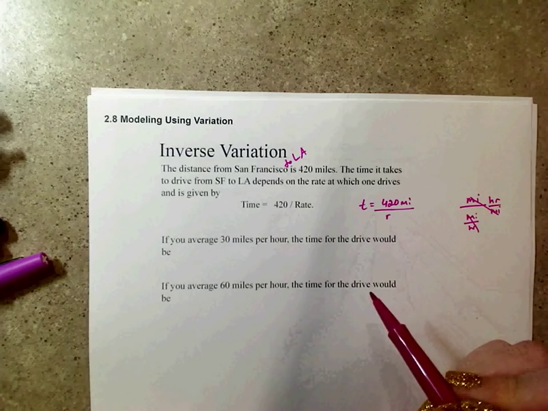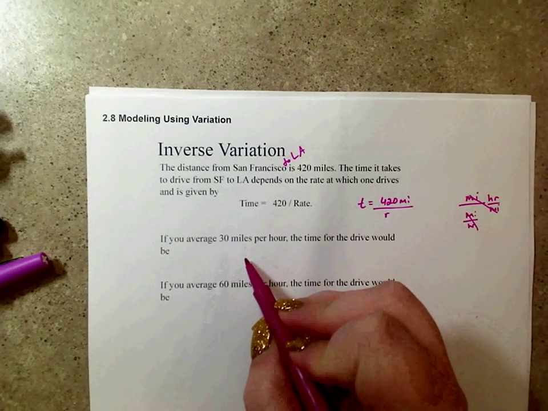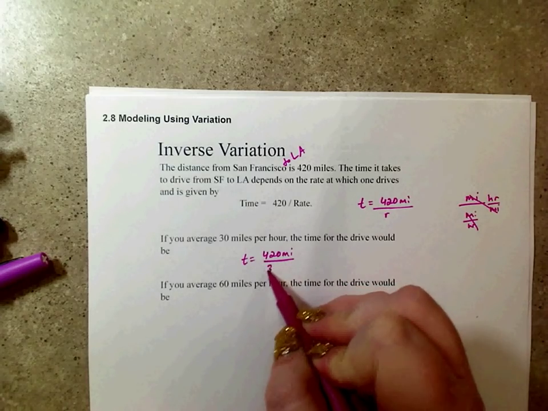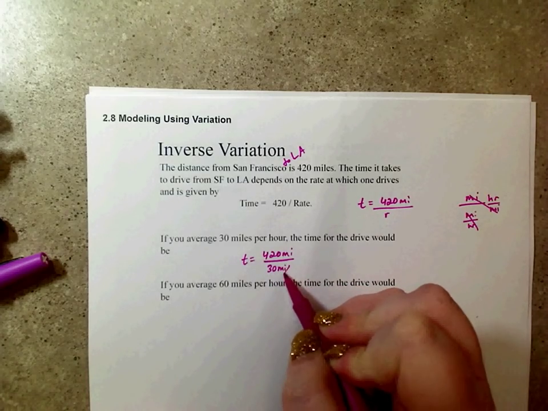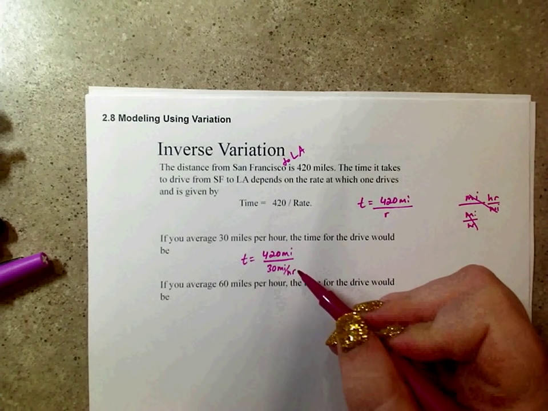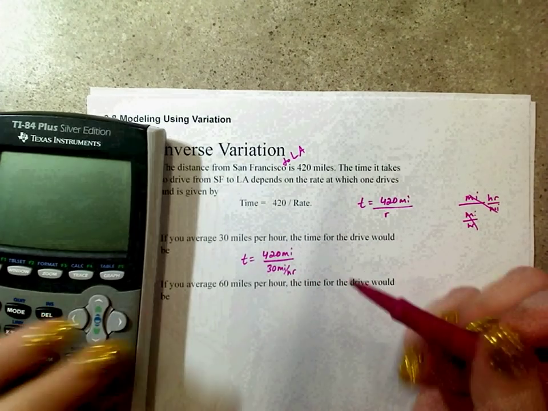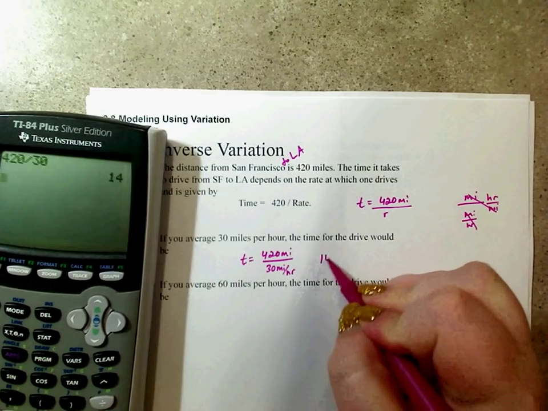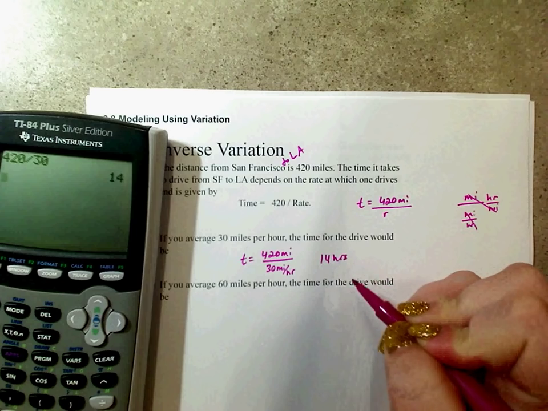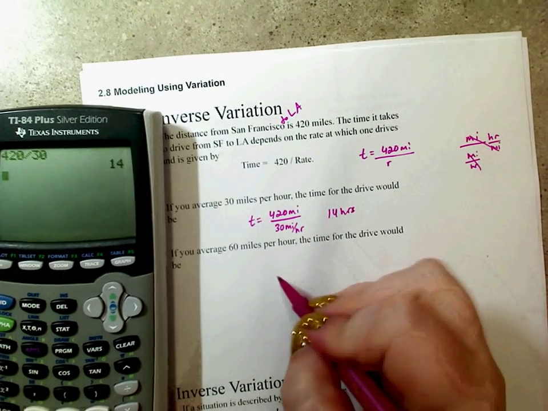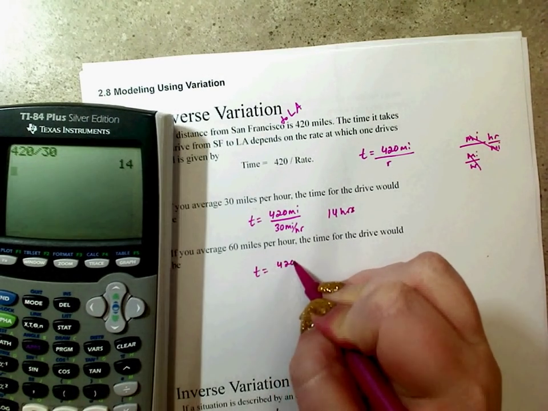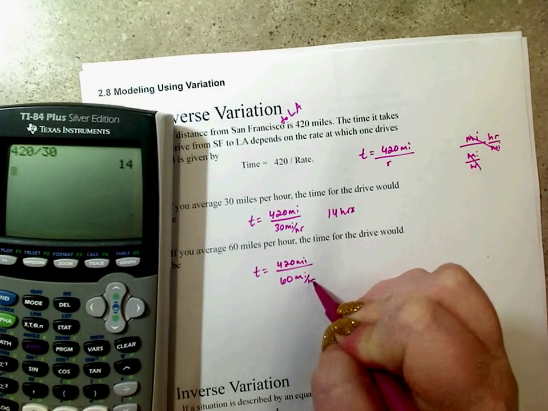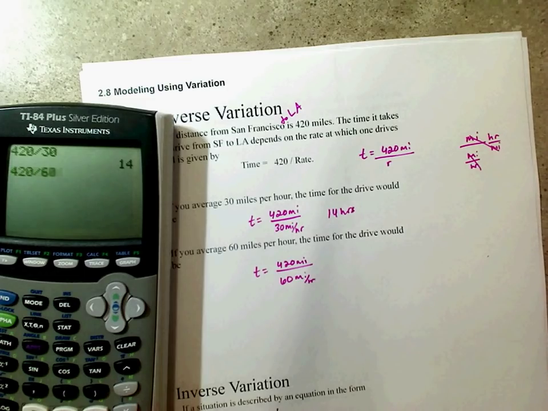If you have 420 miles to travel and you're averaging 30 miles per hour, then it would take you 14 hours, which would be brutal. But if you're traveling at 60 miles per hour on average, 420 divided by 60 would be 7 hours.